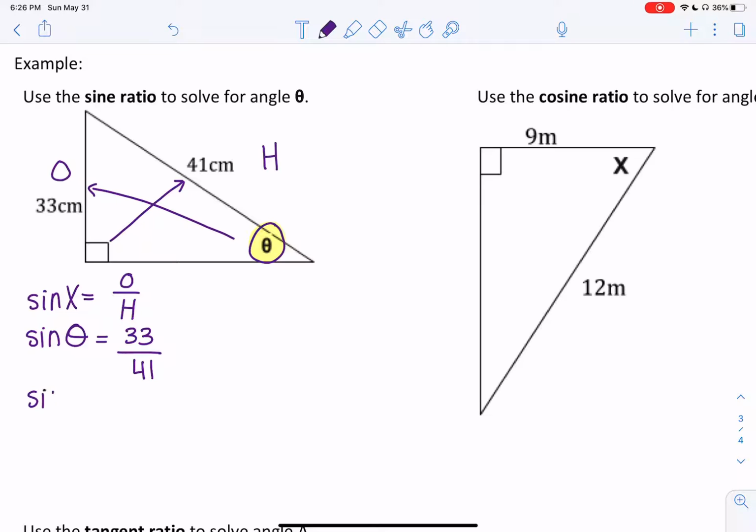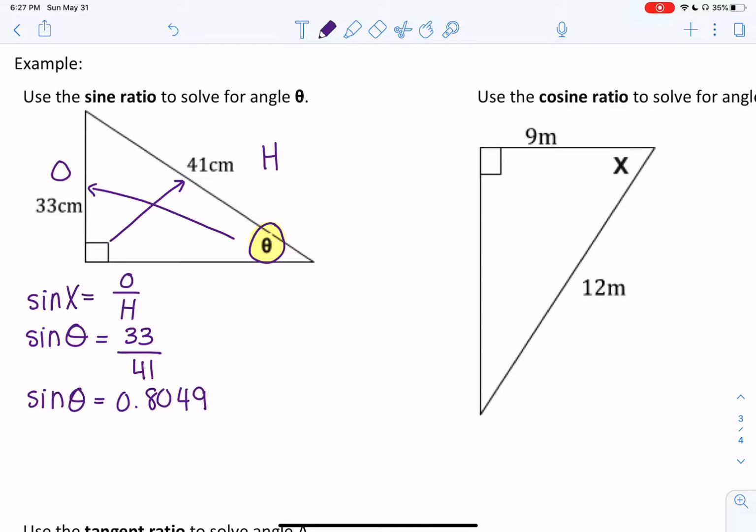Now I have that sine theta equals 0.8049. That number does not make any sense for an angle. Usually our angles are above 2. Not always, but that's usually a good benchmark to know if you've forgotten a step. So that is our sign that we have to do something else. We just want theta all by itself. We don't want sine theta.